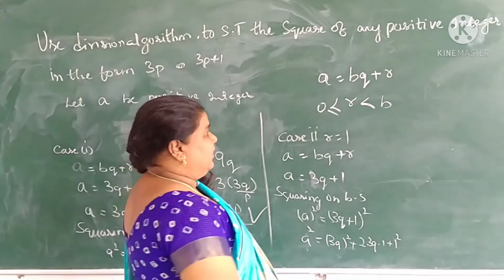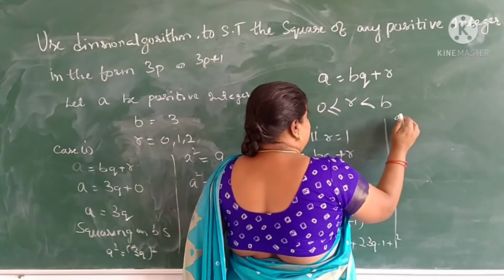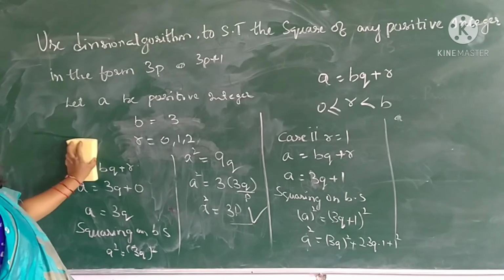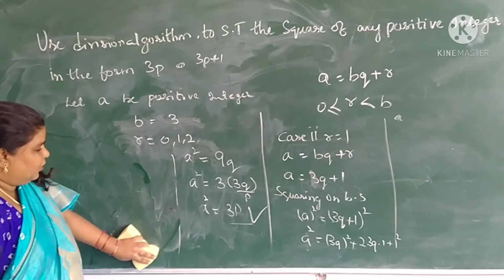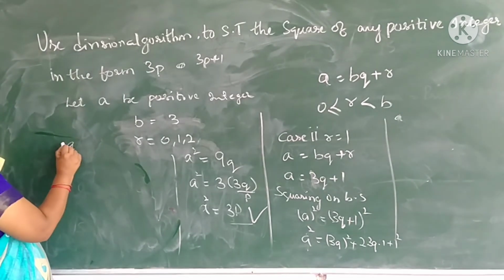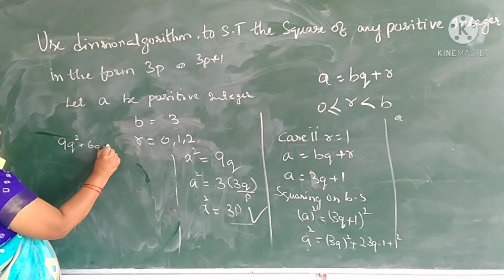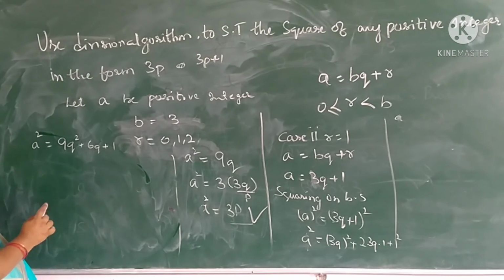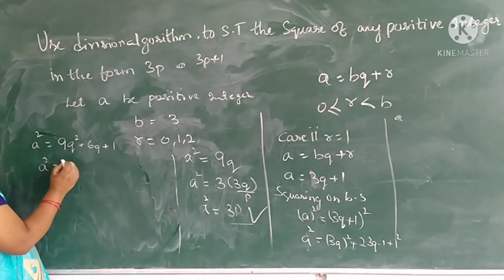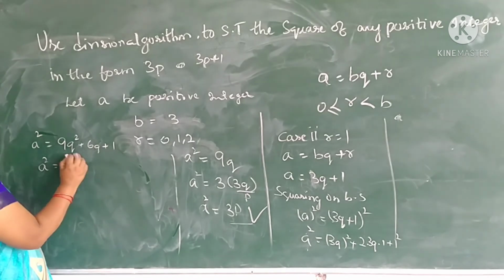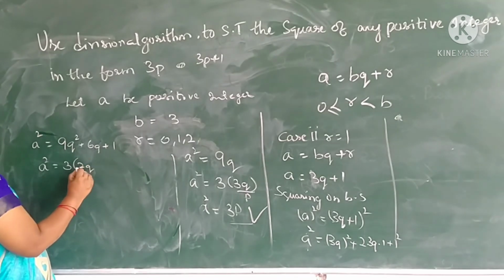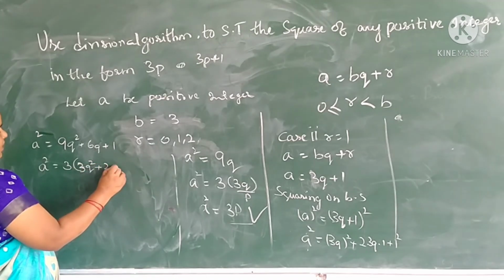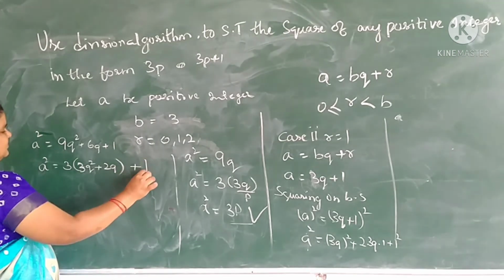So here what we are going to write? a square is equal to 9q square plus 6q plus 1. Okay, children, so what I am going to do is write a square is equal to, from these I am taking 3 common, so it will be 3q square plus 2q plus 1, which I am writing separately.